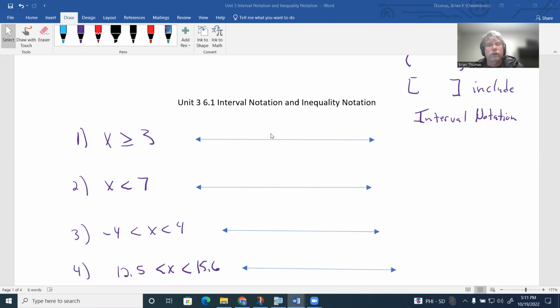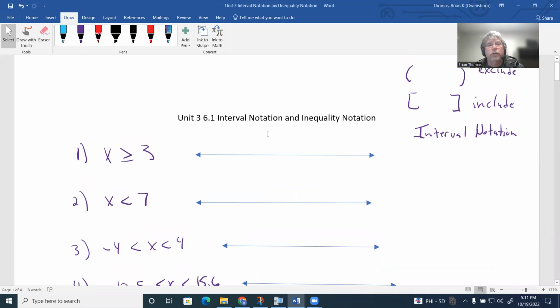If I draw this on the number line, what I can do is put the critical point of 3 here. And then to be greater or equal to 3, we use a solid dot, and we would shade to the right of 3.